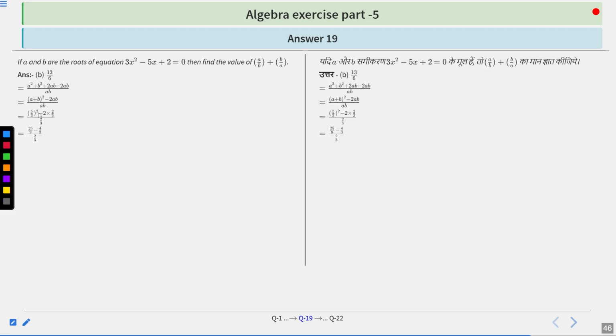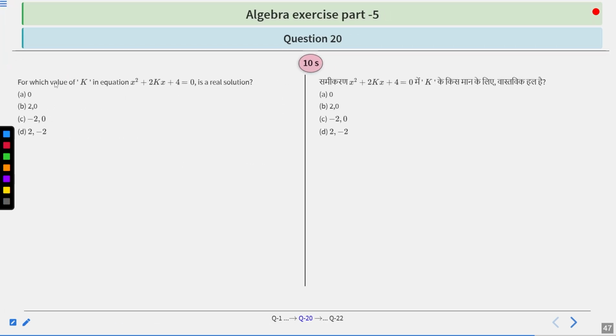5 upon 3 whole square is 25 upon 9 minus 2 into 2 upon 3 is 4 upon 3, upon 2 upon 3. So 25 minus 12 upon 9 upon 2 upon 3, that is equal to 13 upon 9 into 3 upon 2. So the value is equal to 13 upon 6. So the value of a upon b plus b upon a is 13 upon 6. Option number B is the correct answer.